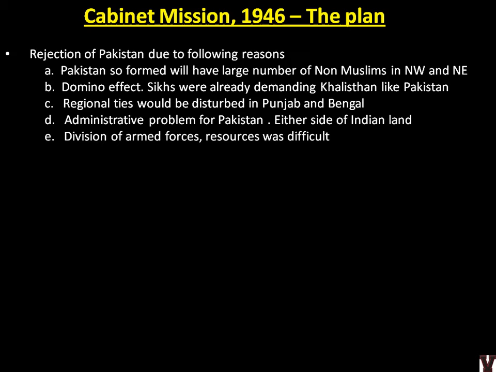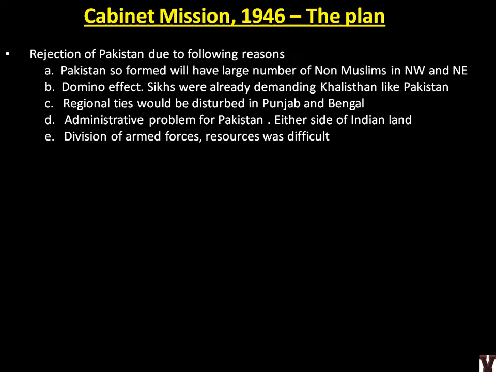Third one, regional ties would be disturbed in Punjab and Bengal, because the people are united there, and all these divisions were just because of certain selfish leaders like Muhammad Jinnah, or because of the Britishers' policy of divide and rule. So the peace or regional ties would be disturbed. Also another thing is the administrative problem for Pakistan. They are demanding one side on the western side of India and another side on the eastern side of India, and in between there is mainland India. So how will they administer it properly?